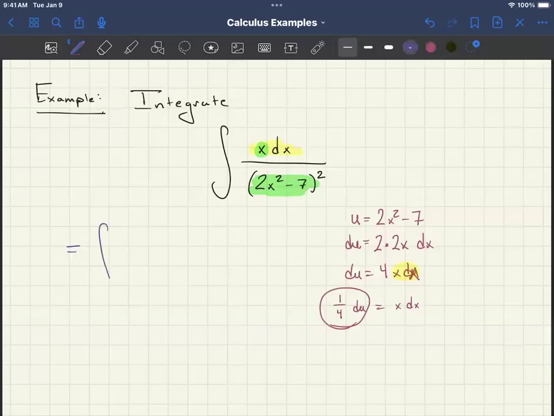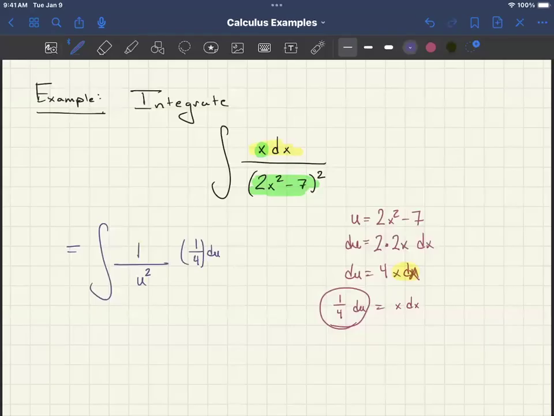All right, so pop that in. Actually, I'm going to put that off on the side. We're going to get a 1/4 du. So slap that on. And our denominator is going to be 1 over u squared. So you'll notice that squared is still there.